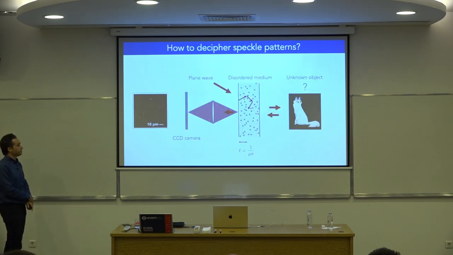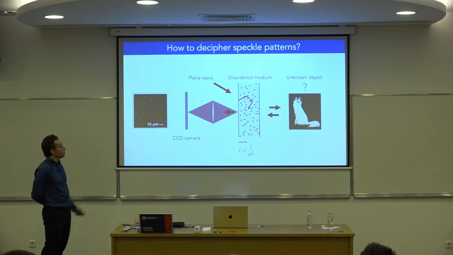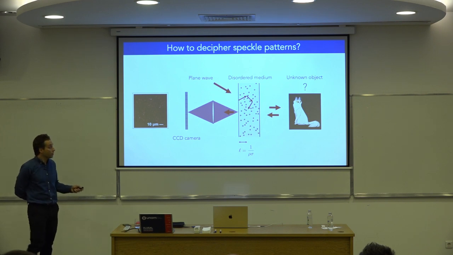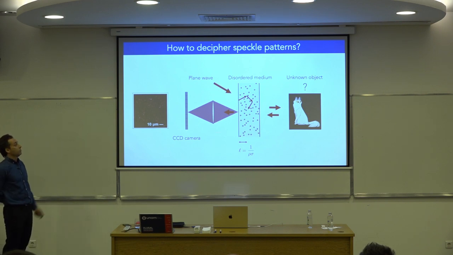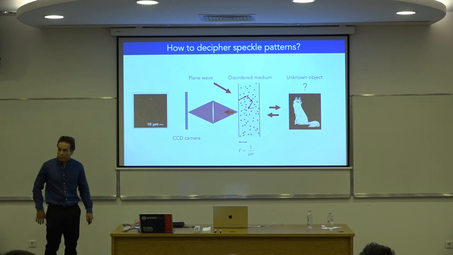Okay, so let's start with the first topic, the problem of imaging, let's call it imaging in complex systems. The situation that we are considering is the following. We have an object, and we would like to get an image of this object. But we are not on the right side, we are behind a disordered sample. And this sample is strongly scattering.